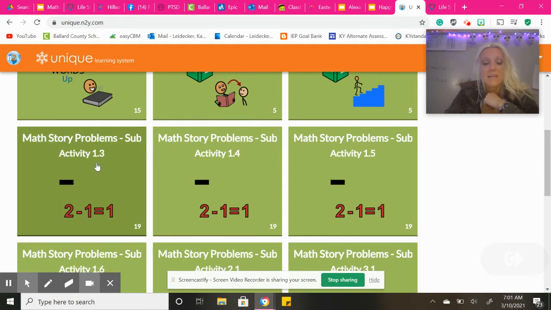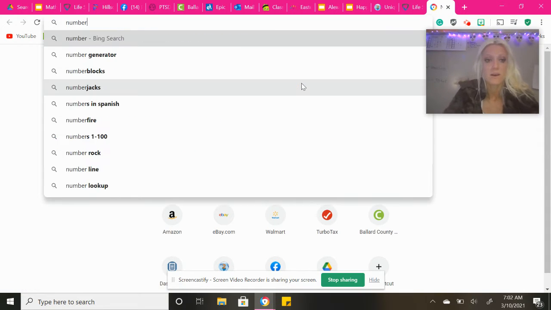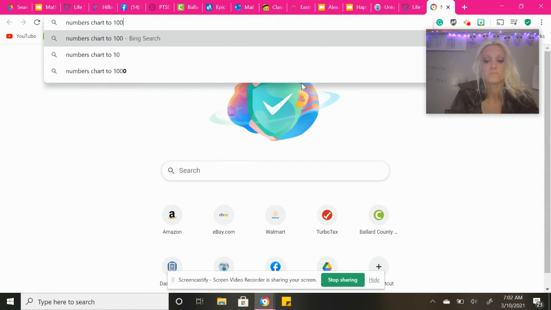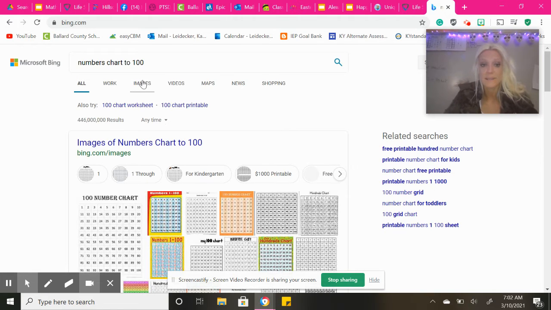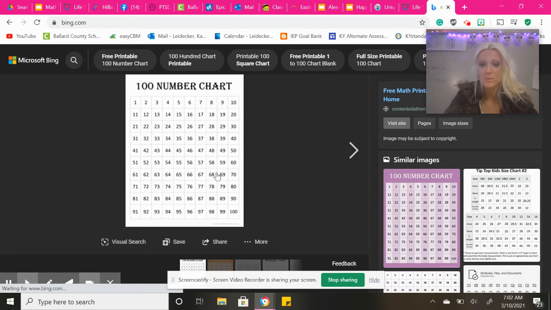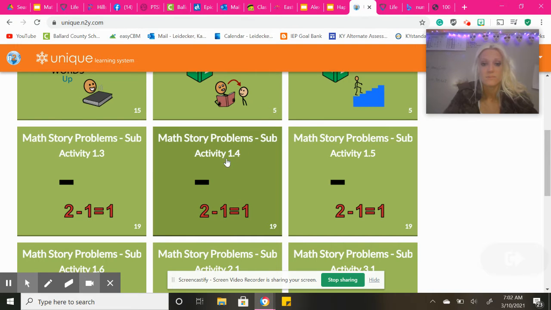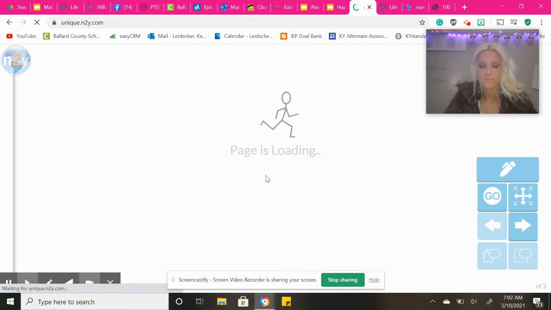Now math today is subtraction. You are subtracting all the way up to 100. I really want you to try these first two boxes with no calculator. I know, Trent, you're at home. If you pull up a numbers chart, let's just do it to 100, just type this in here, look up images, click on one and use that to help you with your math, okay? So let's just start with our second box.